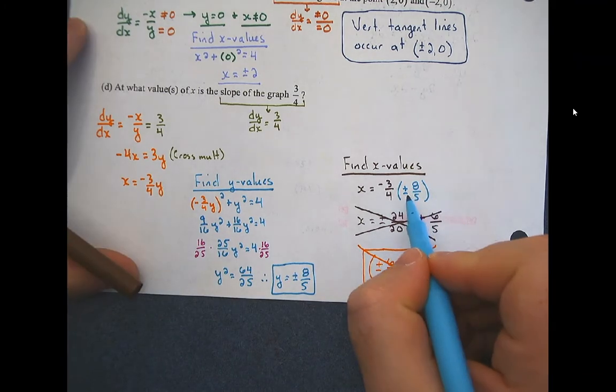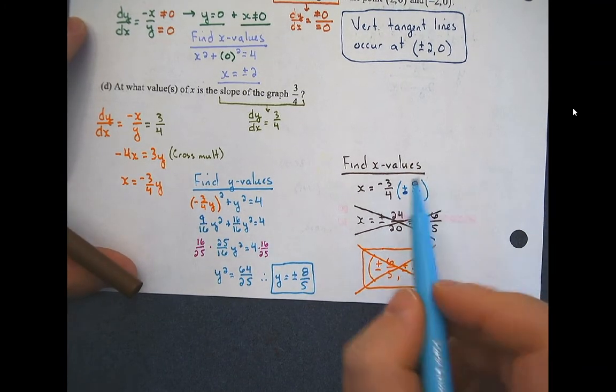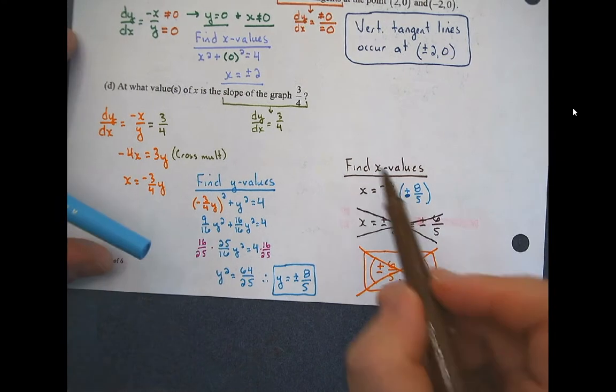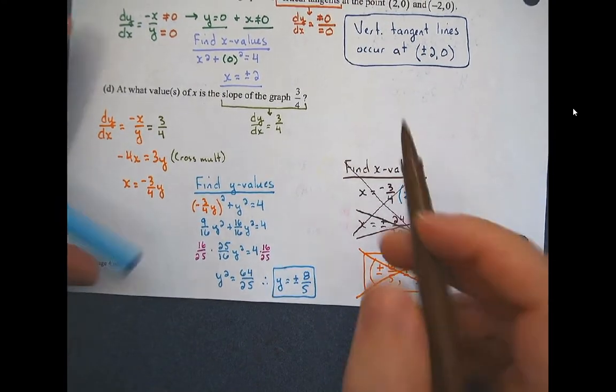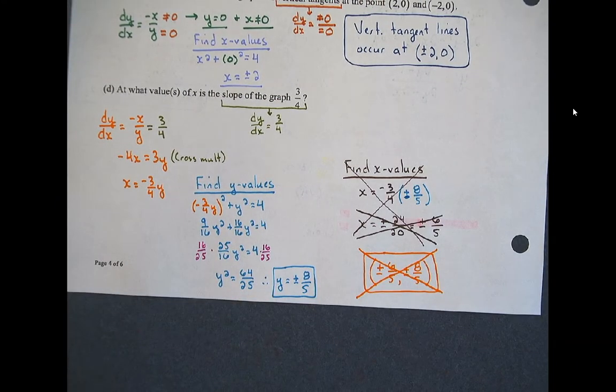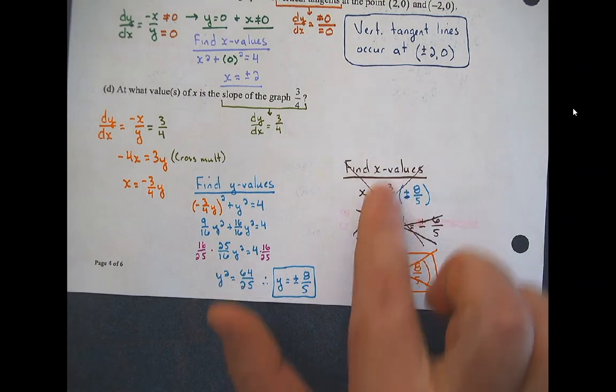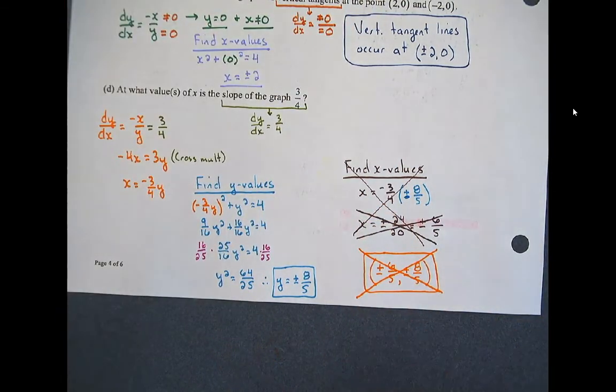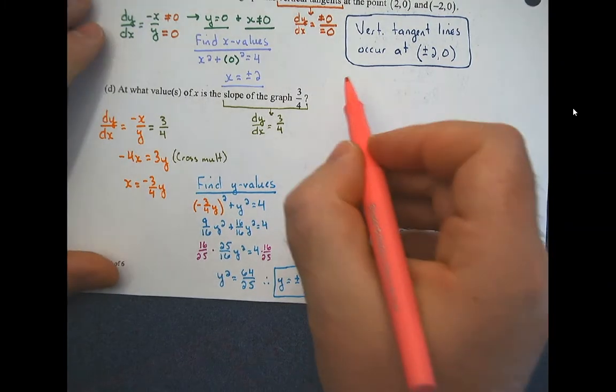When x is 8/5, let me try this again. I'm going to cross this whole section out. Now let's try this again. Trying to get a color that won't mix with those two. I'll go with pink, I guess.